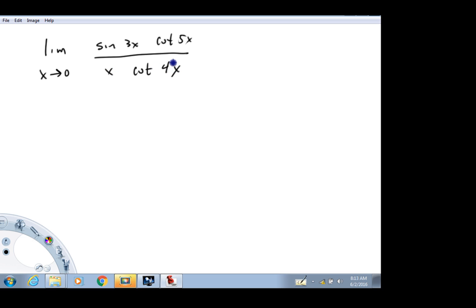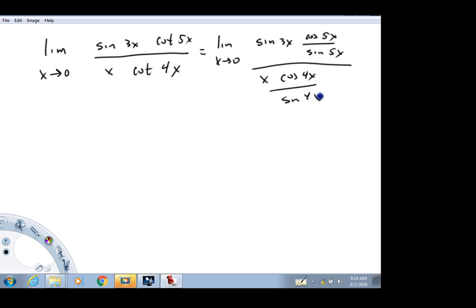All right, so this thing's got quite a bit going on. The first thing I'd recommend is writing all these trig functions in terms of sines and cosines. So I'm going to change this to limit as x goes to 0, sine of 3x, and then this term right here I'm going to change to cosine 5x over sine 5x, and then at the bottom x, and this term let's change that to cosine 4x over sine 4x.